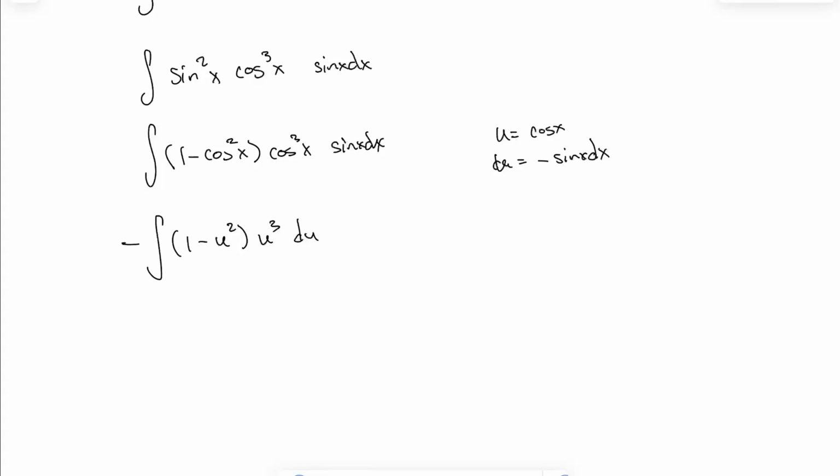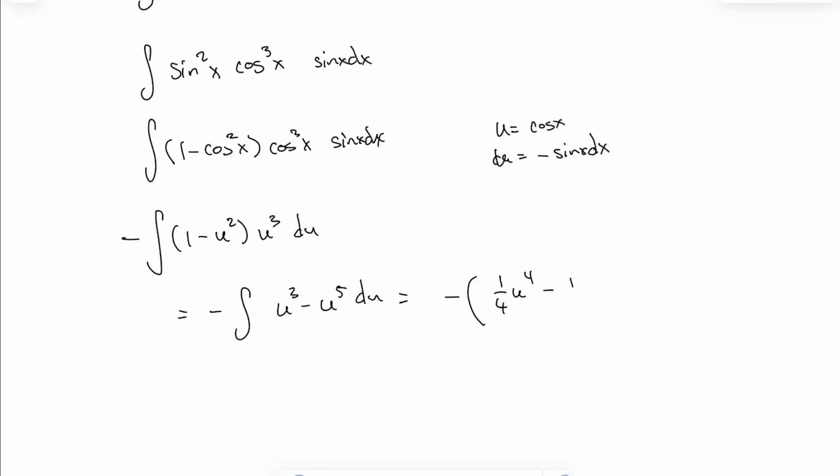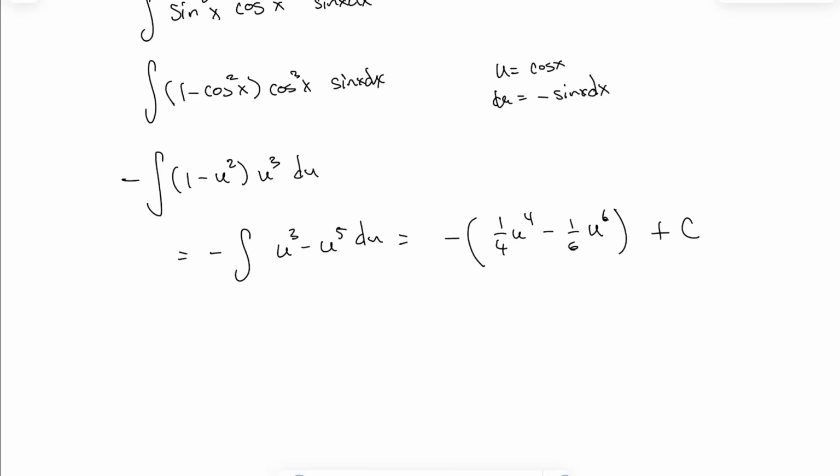All right? And now we have to do the integral. You can just distribute u cubed and then integrate everything. So it's minus the integral of u cubed minus u to the 5, which is negative 1/4 u to the 4 minus 1/6 u to the 6. Put my plus c, and that's that. So u is cosine x, so it's cosine to the 4th x minus 1/6 cosine to the 6th x.